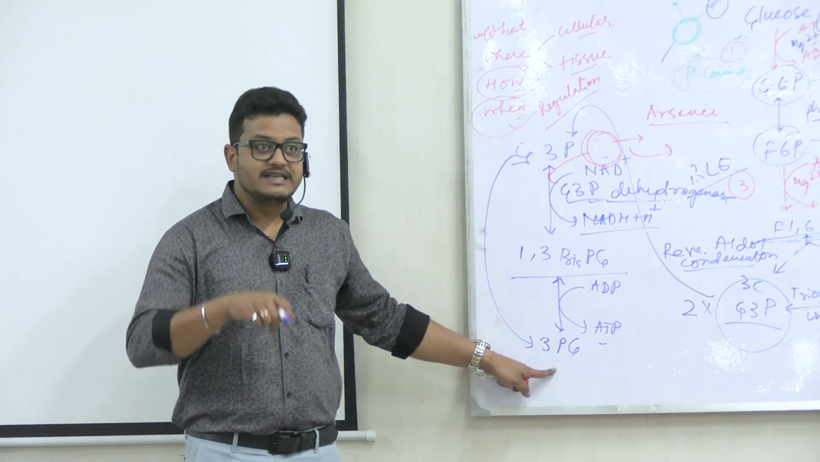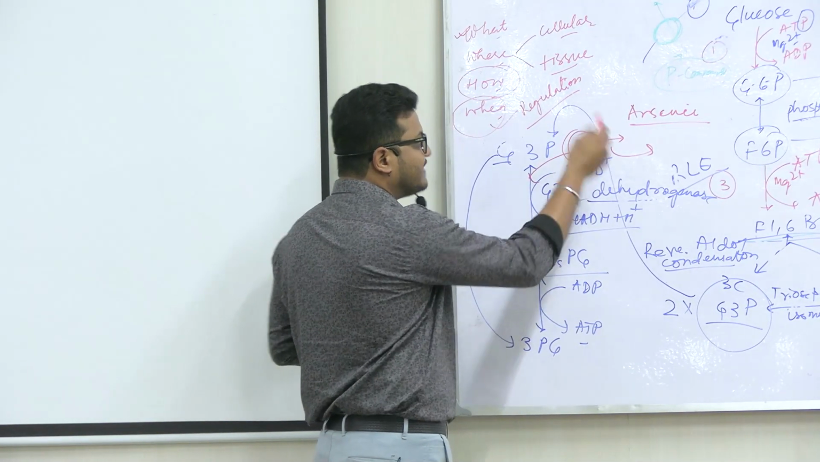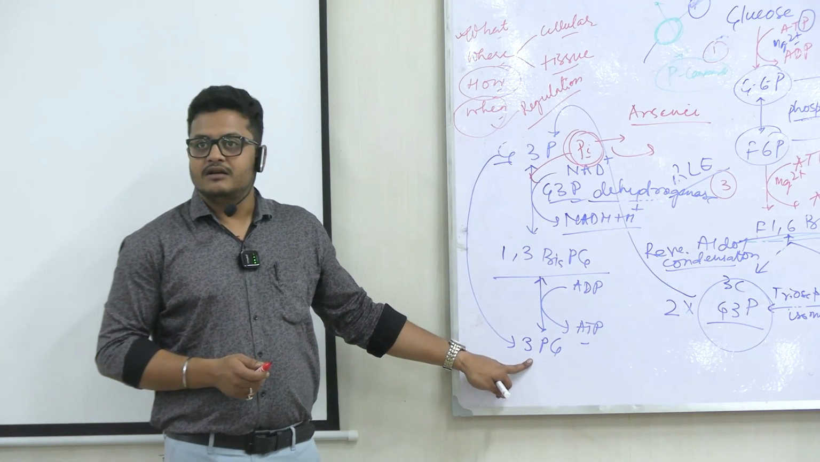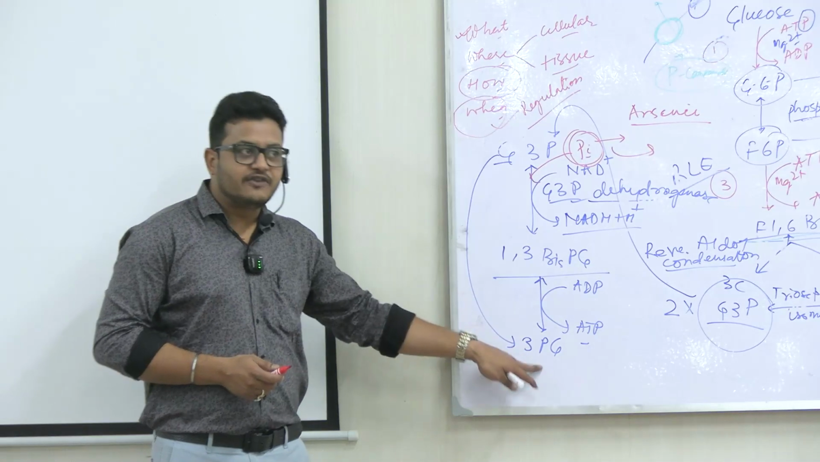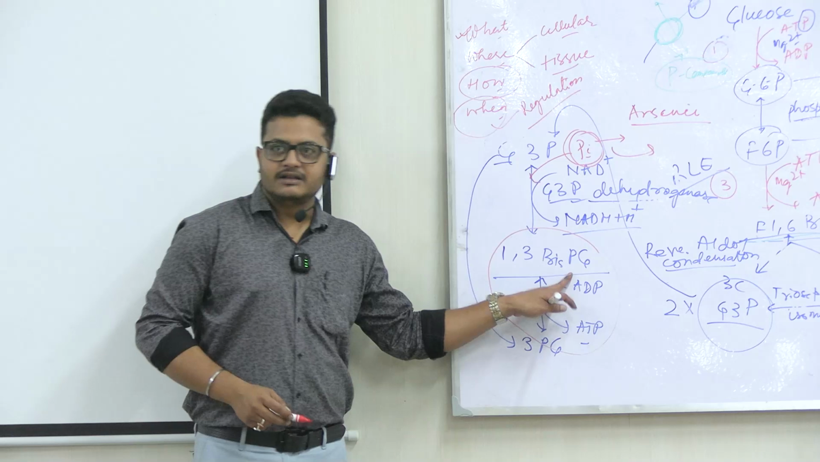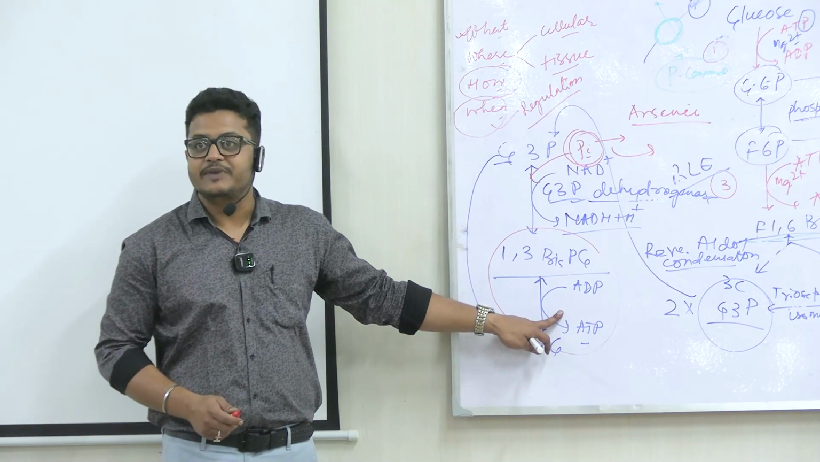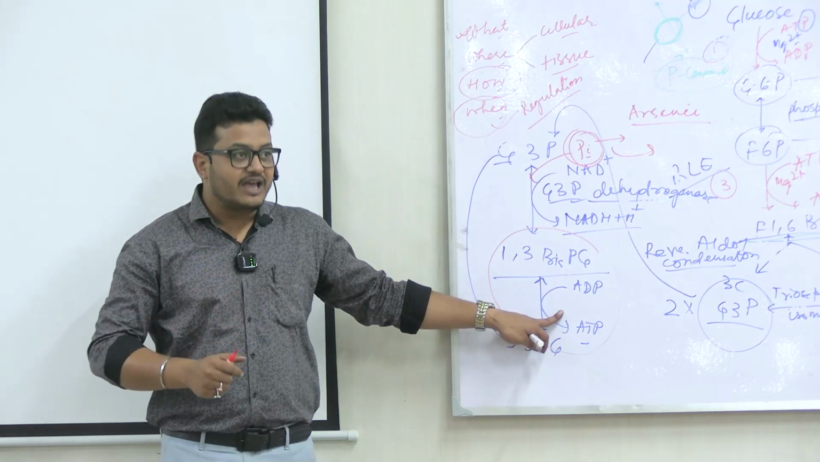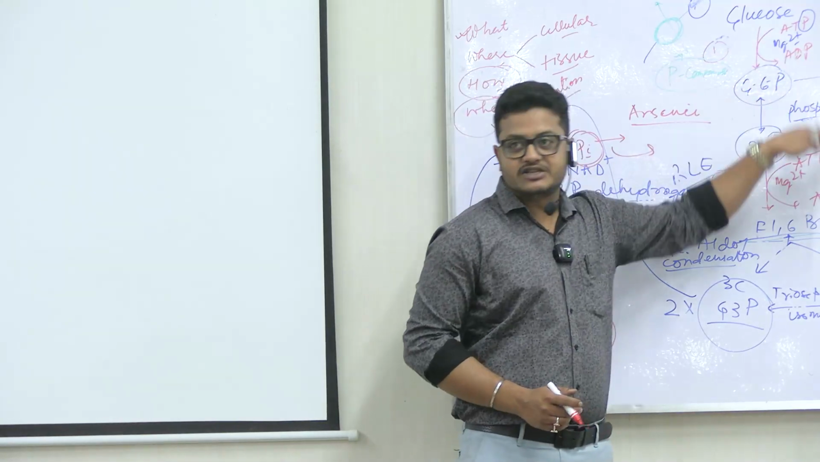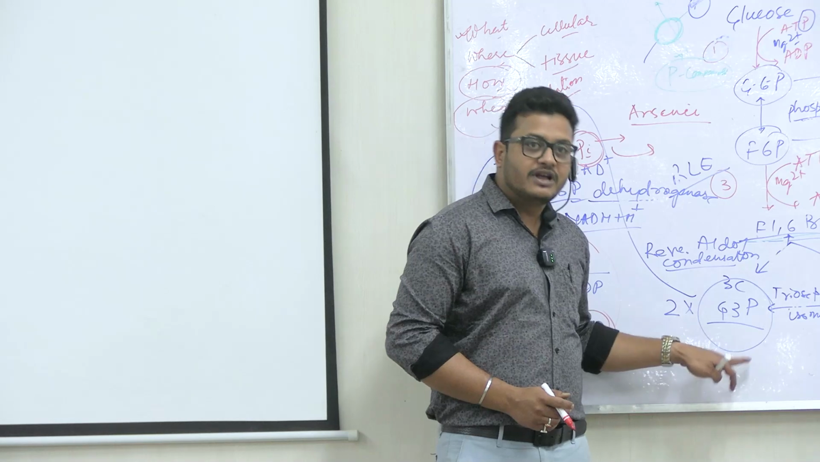Fine. If arsenic poisoning is there, this Pi will get removed, replaced by arsenate. As a result, it will directly produce 3-PG, and they will lose this step. The next step to this reaction is a very important step of glycolysis, because it is the first reaction where you are going to see the production of an ATP. Before that, you have seen utilization of ATP. Yes or no? So this is the first step where you see production of ATP.